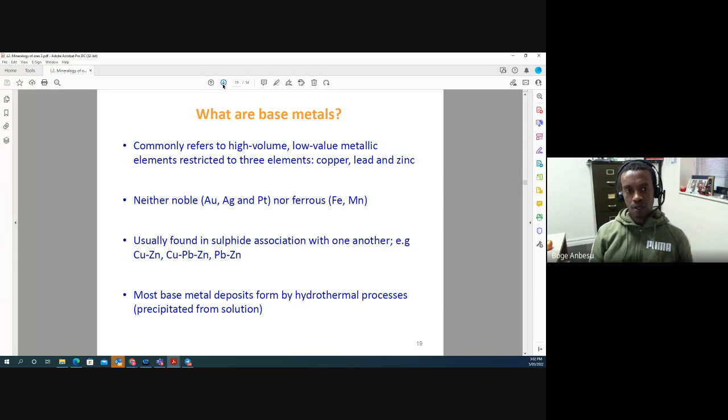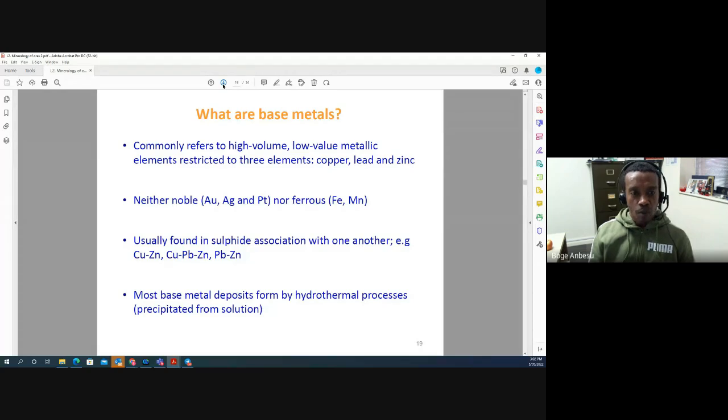Okay, so when we say base metal deposits, then we're just talking about deposits of copper, lead, and zinc. When you find these deposits, usually they're going to be very high volume, but they're very low grade. So I hope you know the differences between volume and grade. So volume is just the tonnage. So how much deposit is available, okay, in a typical area.